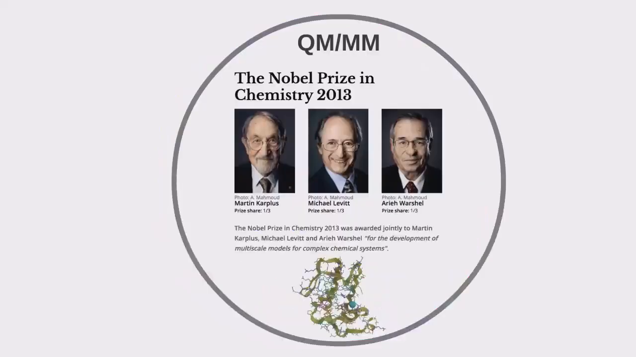In between those methods, there is what's called the QM/MM method, which was awarded the Nobel Prize in 2013. The idea is to take the best of both worlds, to combine QM and MM, quantum mechanics and molecular mechanics, to be able to tackle larger systems and gain information on larger and larger systems. It was awarded to those three fellows, Karplus, Levitt, and Warshel.